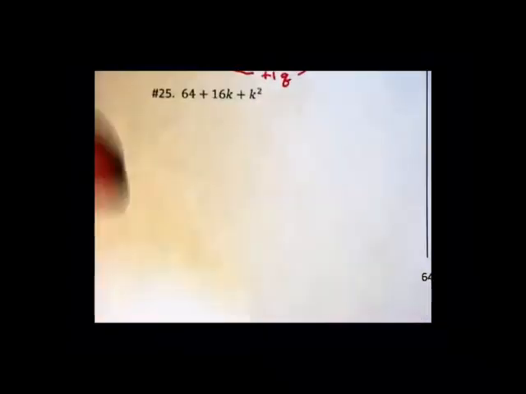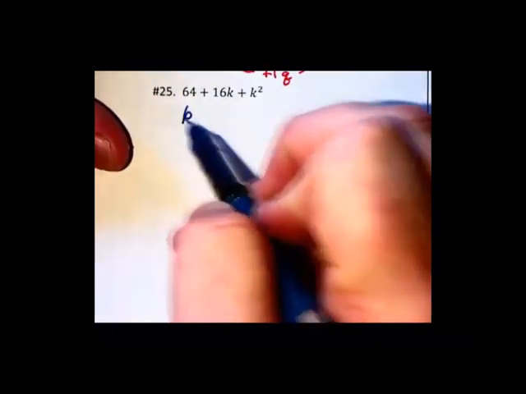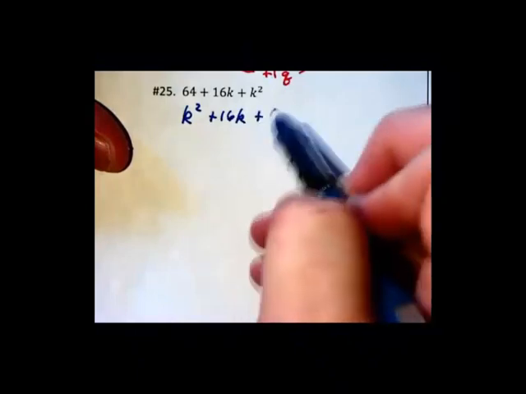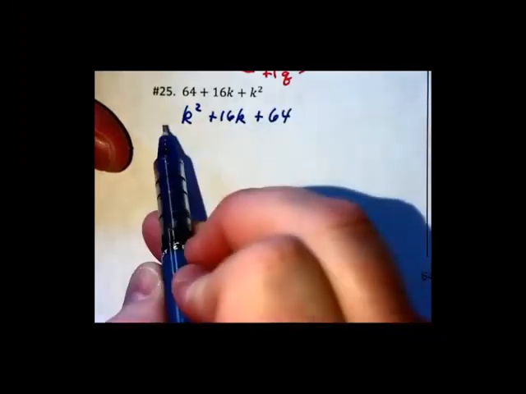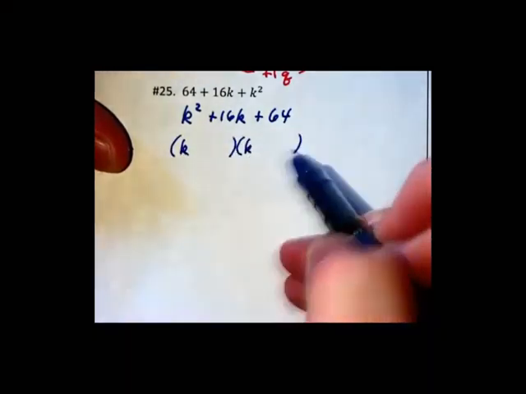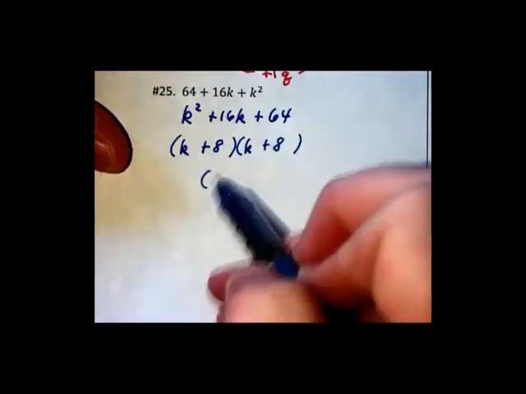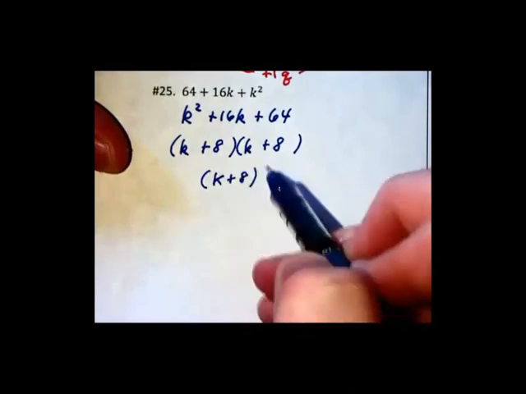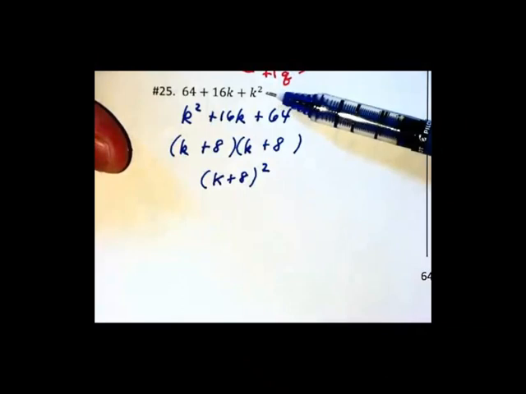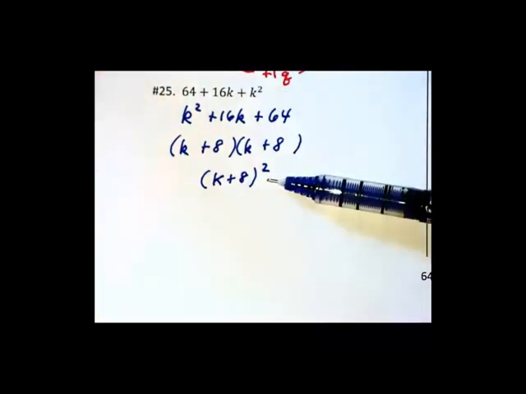Number 25 here. You could rearrange that into descending order, which I'm going to do. You could have just left it as is and factored as you saw it. I'm going to see that there's just a k squared, no number out in front, so I'm going to factor that into k times k. And then I'm going to have a plus 8 times a plus 8. Rewriting that as k plus 8 quantity squared. If at the original problem you had wanted to go 8 plus k times 8 plus k, well, addition is commutative, and that would have been equivalent to this answer that we have here.